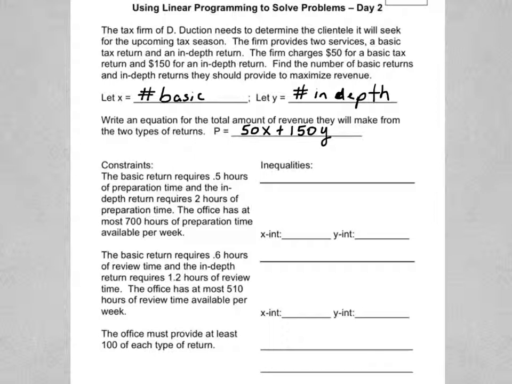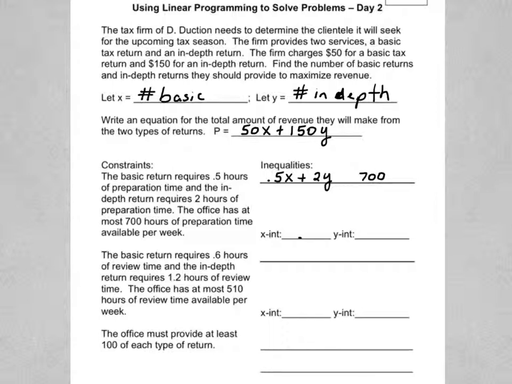Okay. Now, our constraints. What do they need to operate under? The basic return requires 0.5 hours of prep time, and the in-depth return requires 2 hours. And the office has, again, limitations might be personnel, computers, whatever. 700 hours of prep time available in a week. So you have 0.5 for every basic return plus 2 hours for every in-depth return, and you've got 700 hours available. And then you have to figure out the inequality.